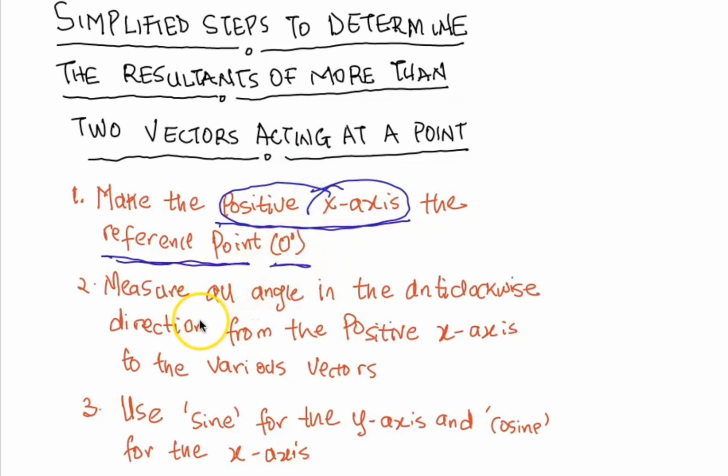The second thing you do is measure all the angles in an anticlockwise direction from that positive x-axis. I'm going to show you this in the next slide. Anticlockwise means, the anti means against or opposite. Clockwise means the normal way the hands of the clock move. The hand of the clock moves like this, but anticlockwise is in the opposite direction, meaning we go like this, in the reverse direction.